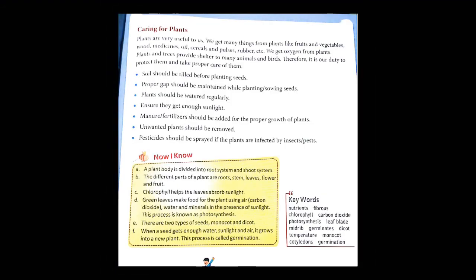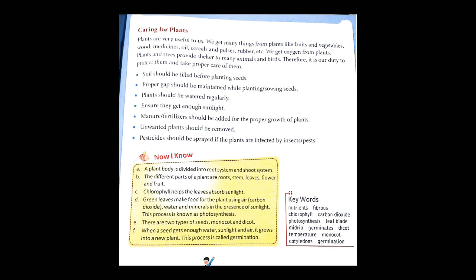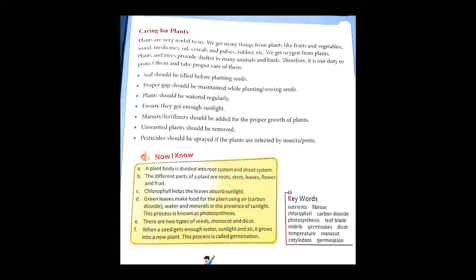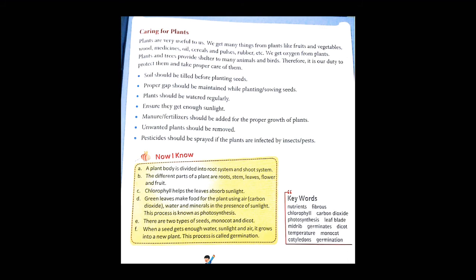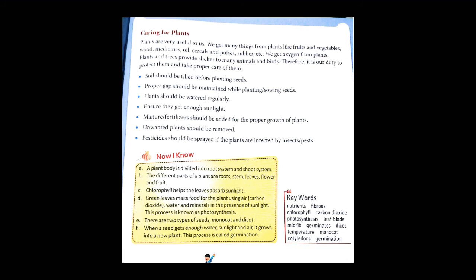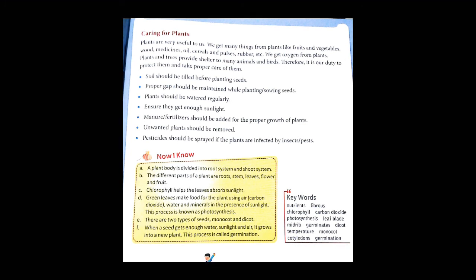So children, we will study now the last topic, that is caring for plants. So we have already learned that plants are very useful to us. They give us fruits, vegetables, wood, medicines, oil, cereals and pulses, rubber, etc. Now it is our duty to take utmost care of them, as not only the things they supply but also the oxygen we get from the plants. They provide shelter to many animals and birds. So how can we take care of the plants? So there are some points we should remember.